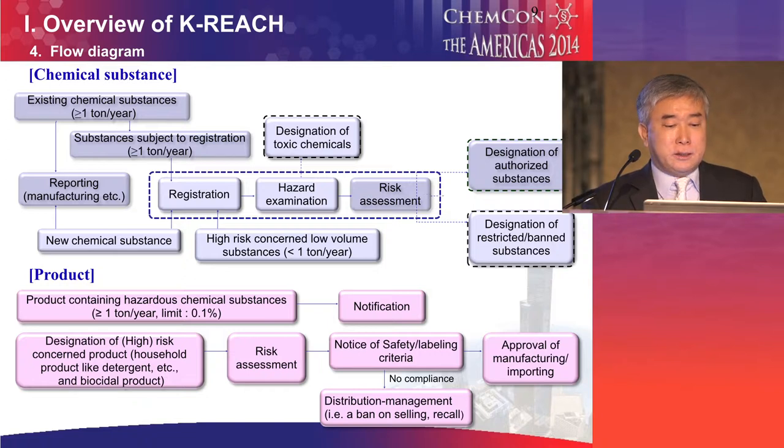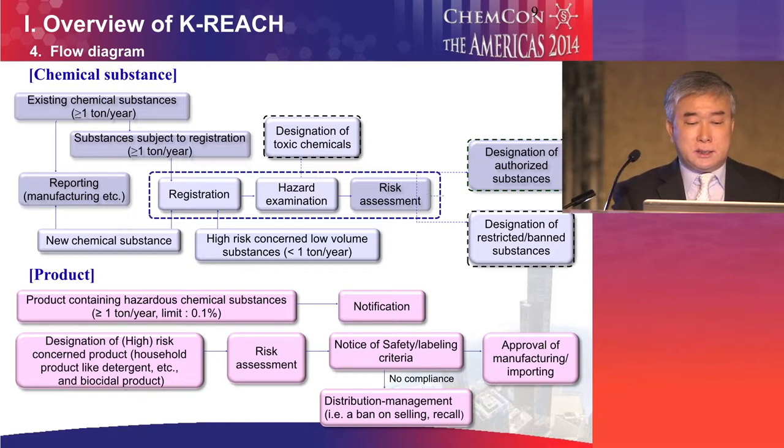And also the high-risk concerned low-volume substances, even for less than 1 metric ton, should be registered. After the hazard examination, some of the substances could be designated as toxic chemicals. After the risk assessment, some of the substances could be designated as authorized substances and restricted or banned substances. Products means finished products for consumers, not chemical products.